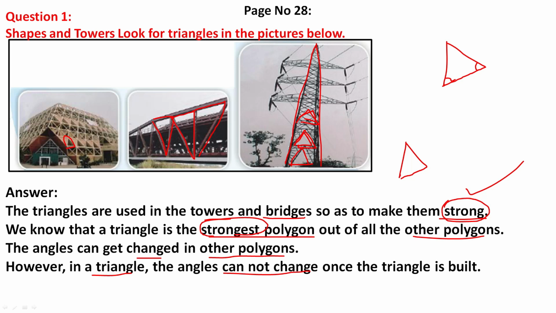However, in a triangle, the angles cannot change. Once the triangle is built, the angles never change. It will be very strong. So the triangular shape is used in bridges and towers.